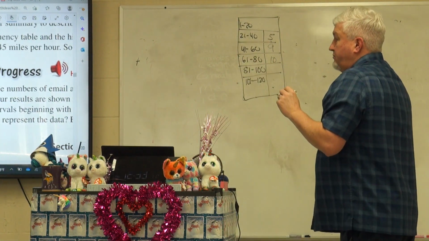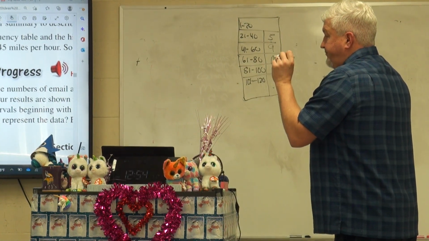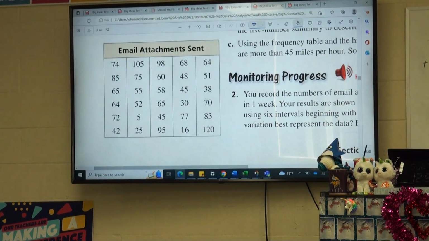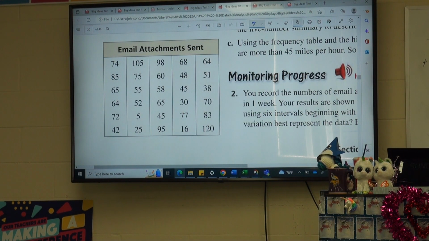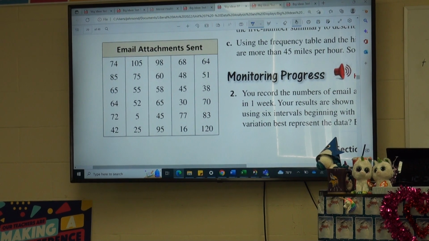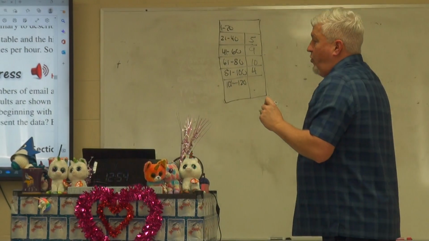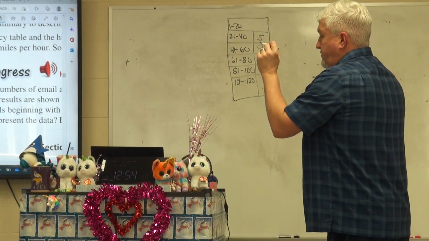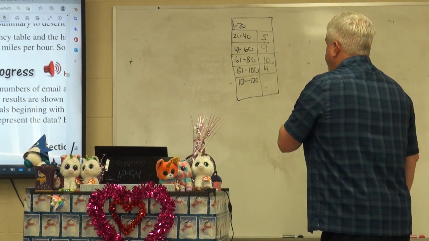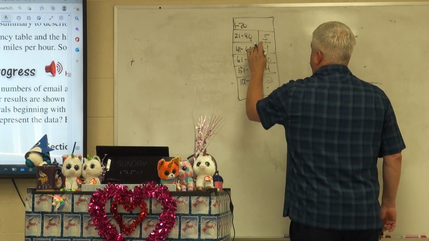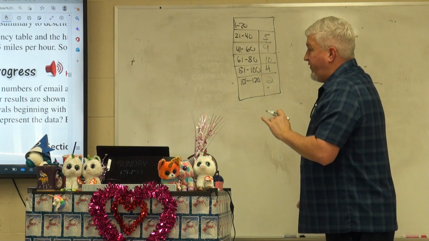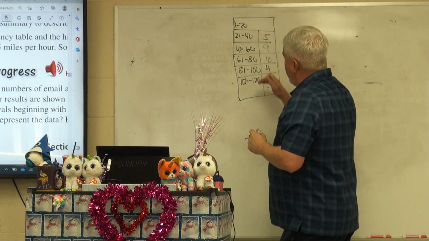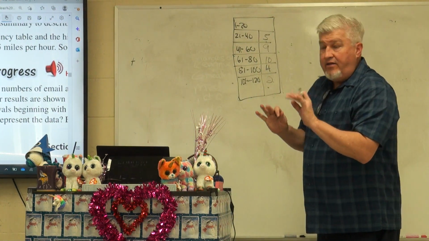81 to 100: 1, 2, 3, 4. And 101 to 120, 1, 2. You see how my numbers add up. So that's 5, 14, 24, 28, that's 30. Perfect. That's how many we needed. So I've got them labeled and laid out by where they're at.